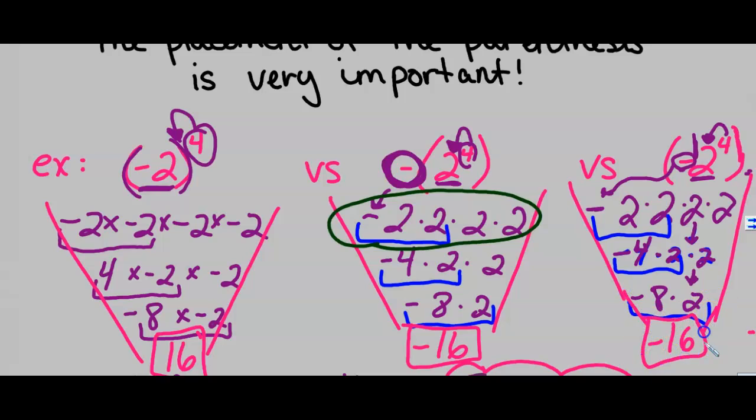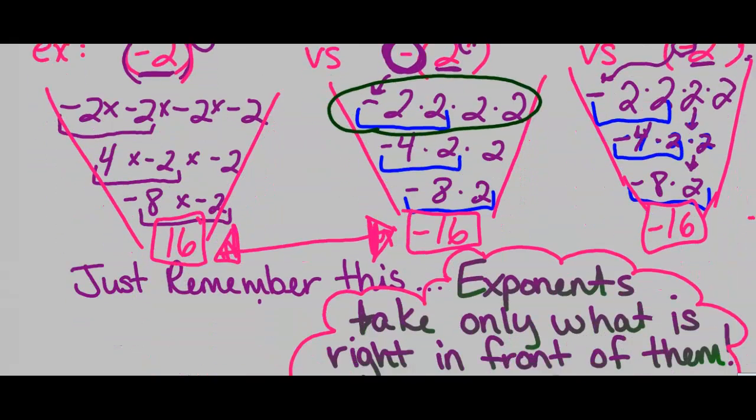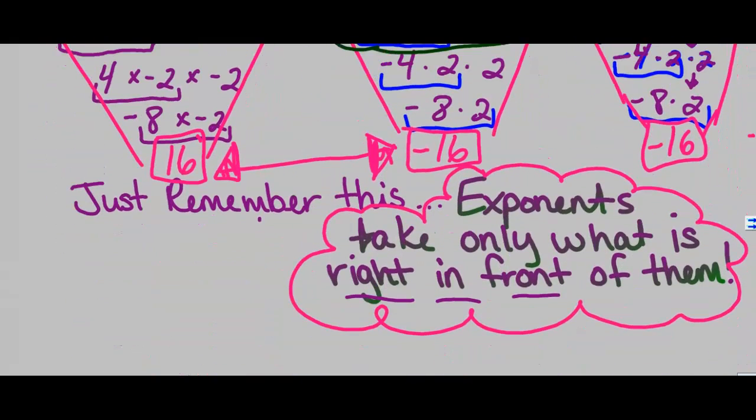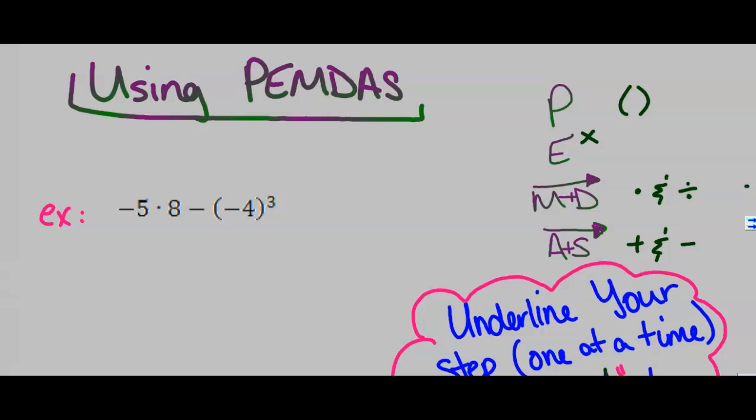All right, so there's the difference between where the placement of the parentheses are and how important it is. You can end up with the total opposite of the actual answer. So we need to pay close attention and just remember this. Exponents take only what is immediately, or right in front of them, okay? All right, so there's our exponents.